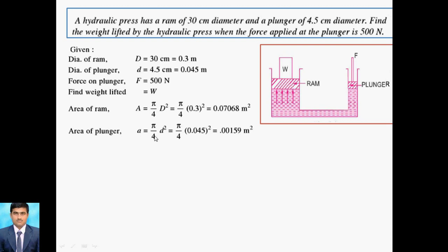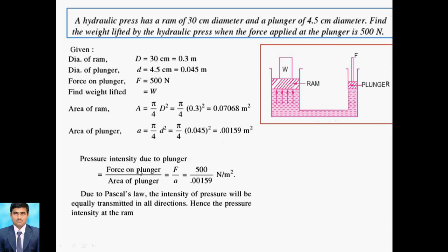Small power plunger is, you can take pi by 4 D square. Now we go for force. Force intensity due to the plunger. So pressure at the plunger is nothing but force upon area, because pressure is nothing but force upon area.